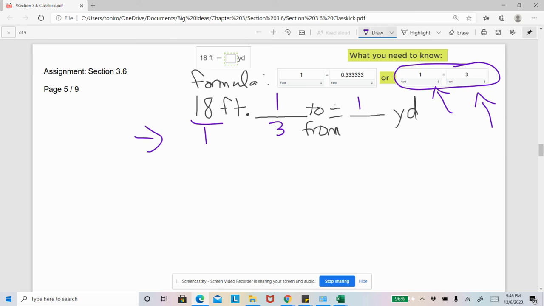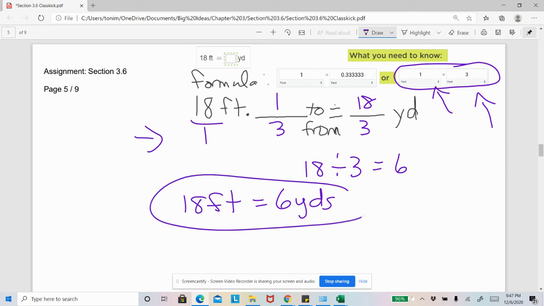So 18 times 1 is 18. 1 times 3 is 3. And then you're going to do 18 divided by 3, which is 6. So then it's 18 feet equals 6 yards. Right? I hope this helps you.